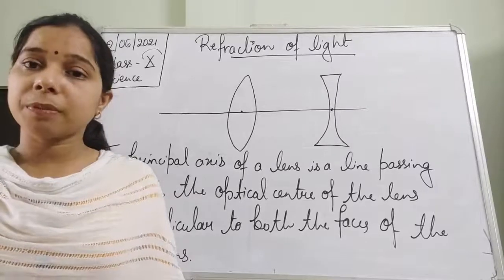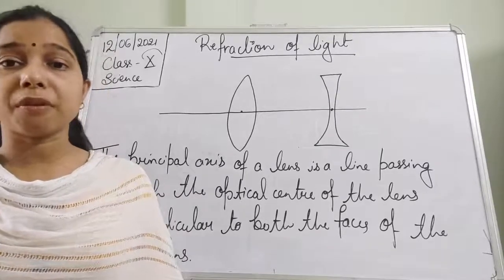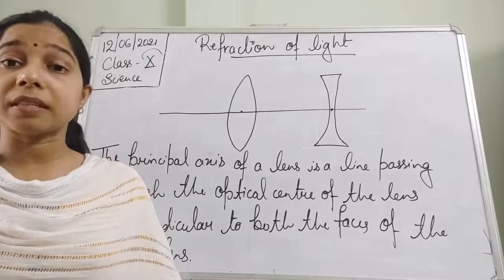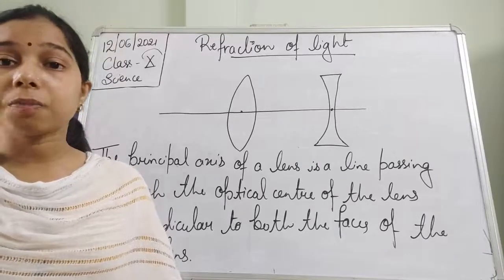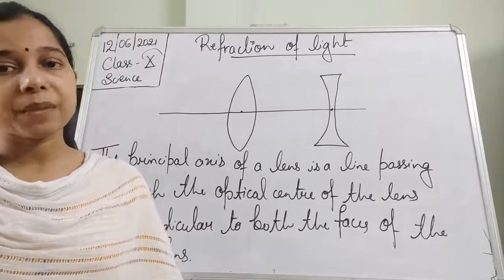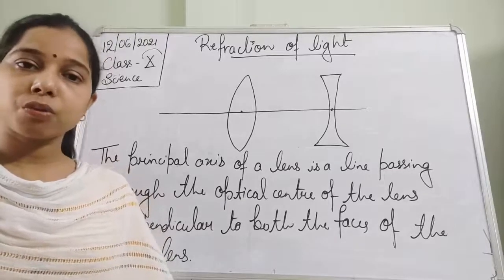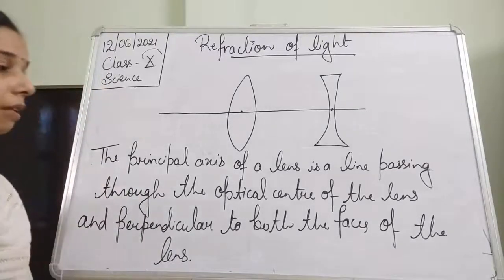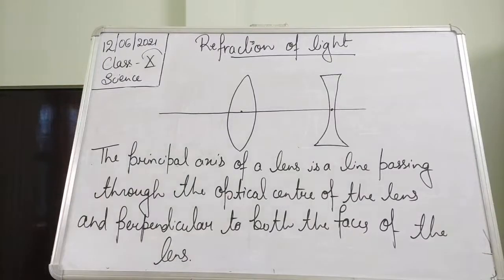We have seen the principal axis was also there in case of a mirror, where again a line which passes through the pole of the mirror is called the principal axis. Same thing here also, students. A line which passes through the optical center of the lens is called the principal axis.